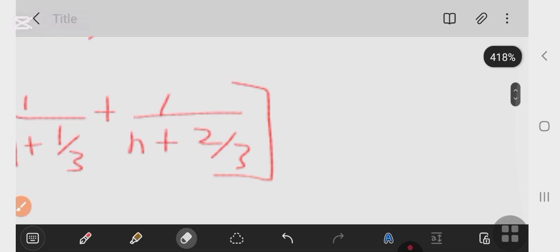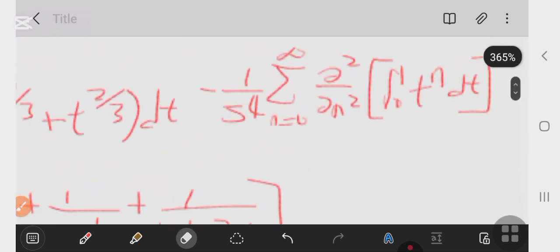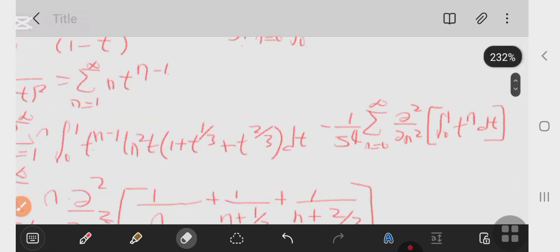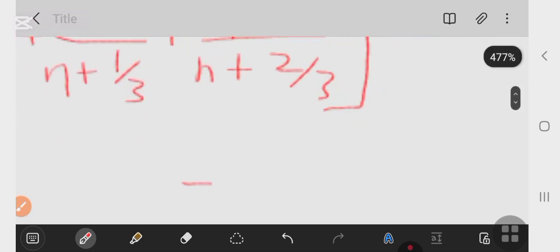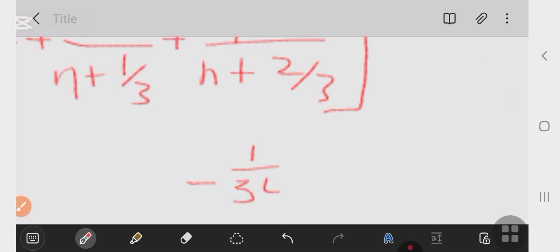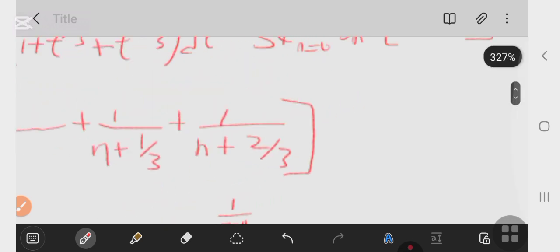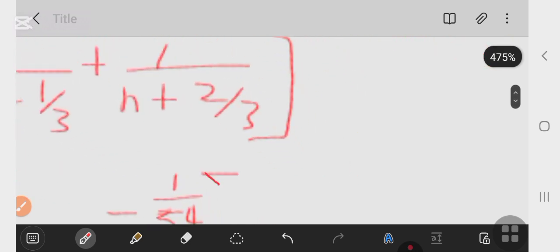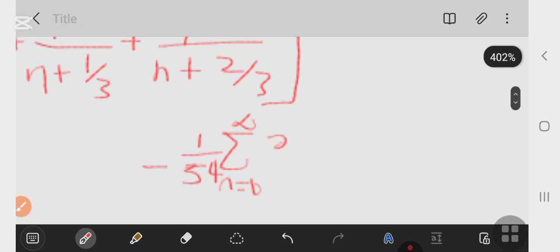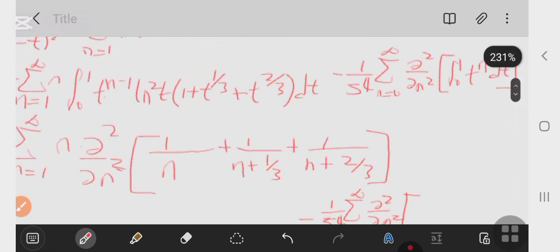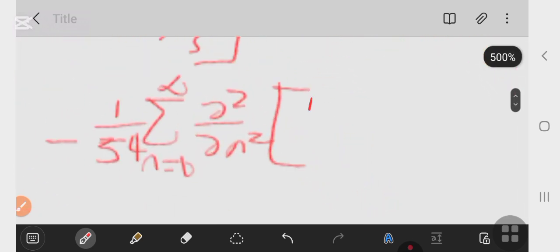And then for the other sum I have minus 1 over 54, multiplying the sum to infinity of n from 0, all into the second derivative of, now evaluating this integral here, I have 1 over n plus 1.